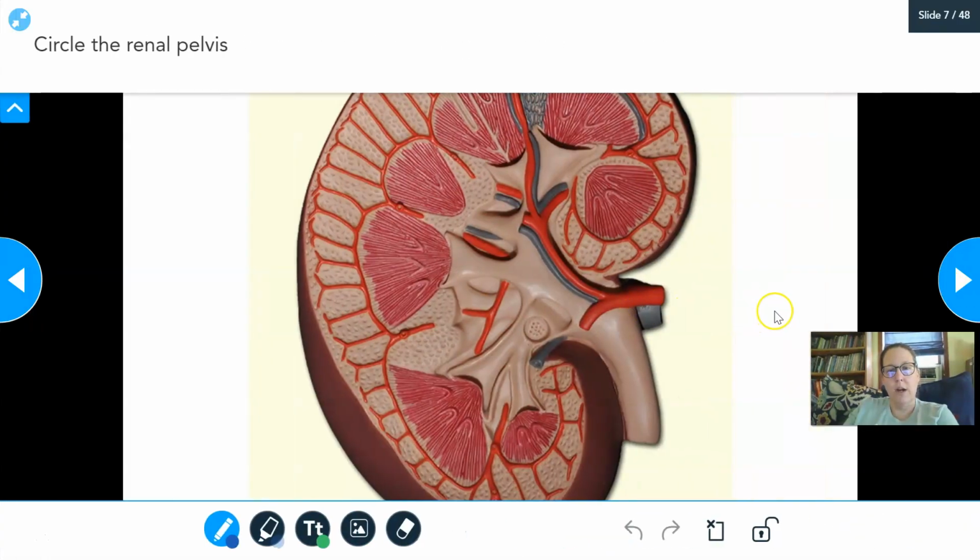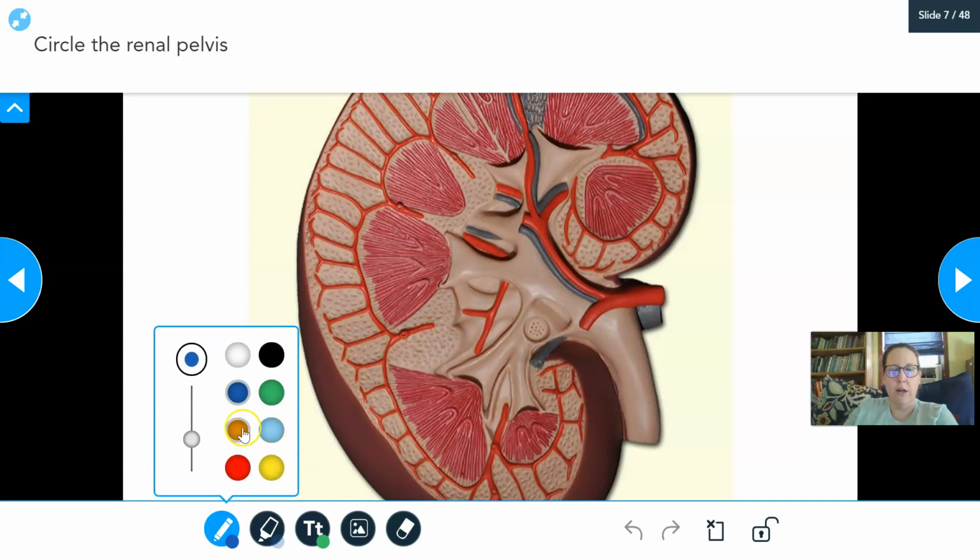Okay, so in here, I say circle, you can actually trace, if you will, the renal pelvis. So again, you just select a color. It doesn't really matter what color you want to use, thicker, thinner, and then draw on the picture and circle it and then submit it.